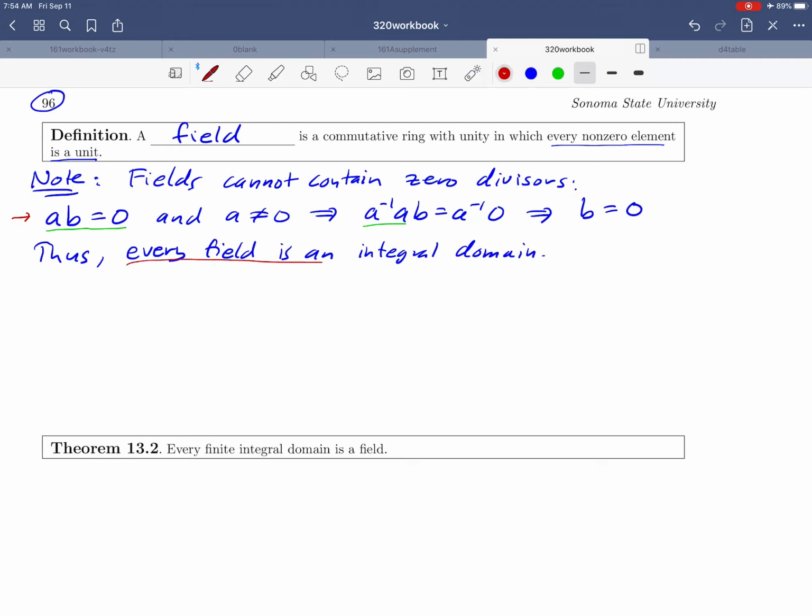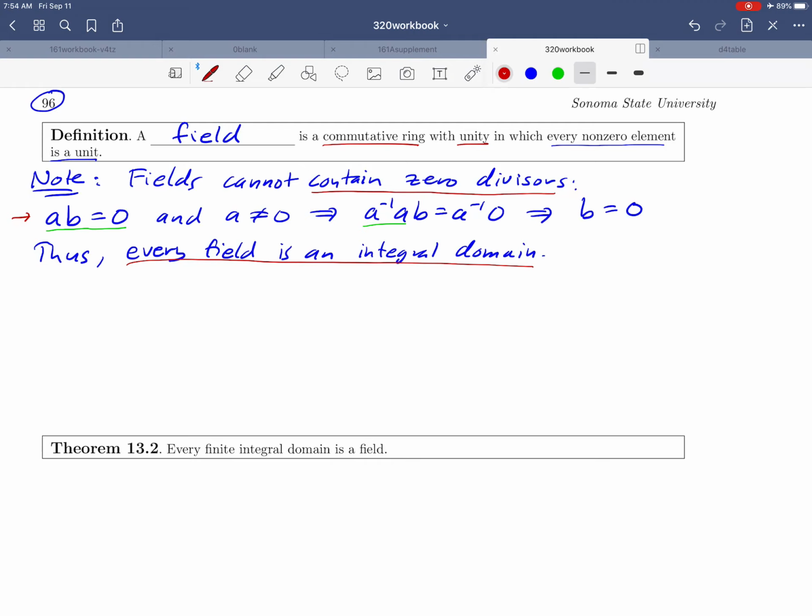Okay, do you believe that? Let's go down the properties. What three properties does an integral domain have to have? Well, it's got to be a commutative ring, it's got to have a unity, and it's not allowed to have zero divisors. That's what we just gave a little argument of up here. So fields have all three of those properties.